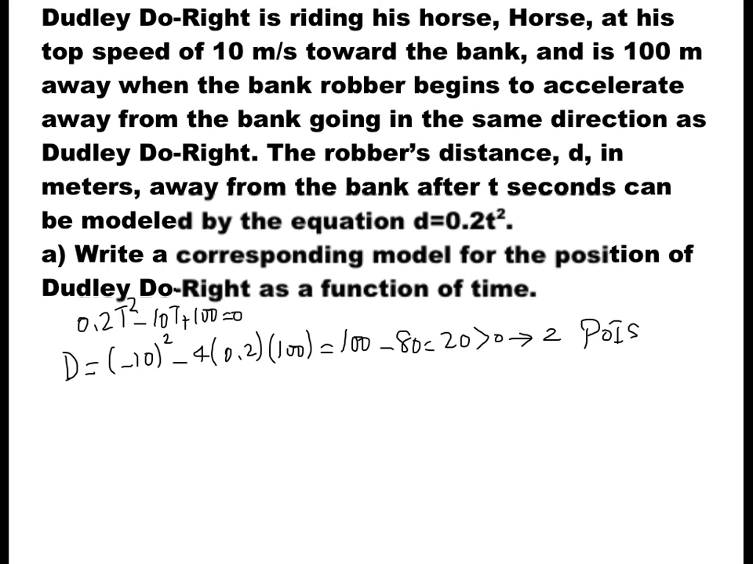Now, to find points of intersection 1 and 2, we are going to use the quadratic formula, which is minus b, which is minus negative 10, which is 10, plus or minus the square root of 20, over 2a, which is 2 times 0.2. Now there are two solutions, plus or minus. If we go with the plus one here, we get 36.18. If we go with the negative one here, we are going to get 13.82.